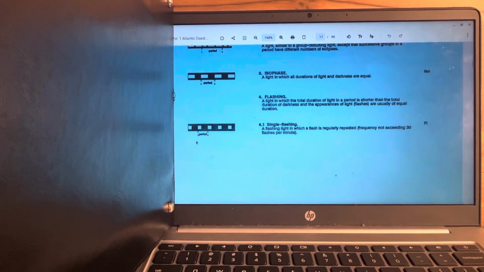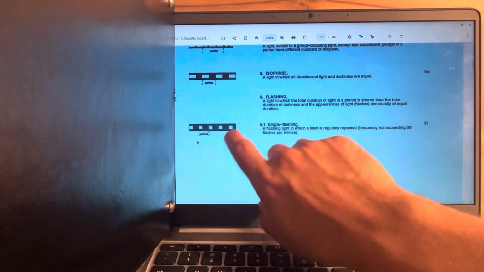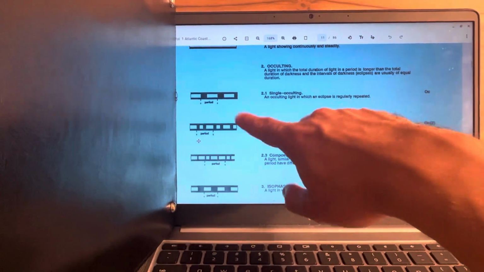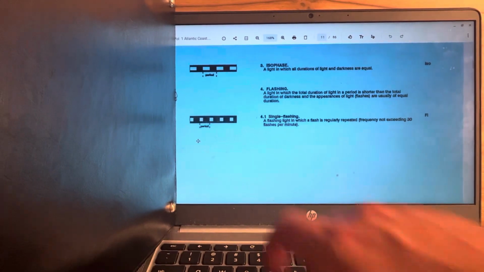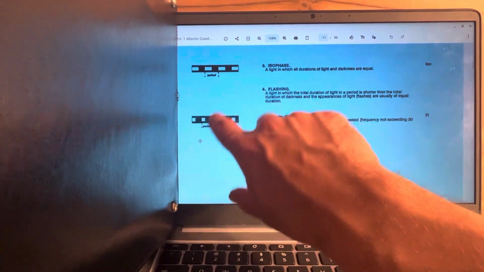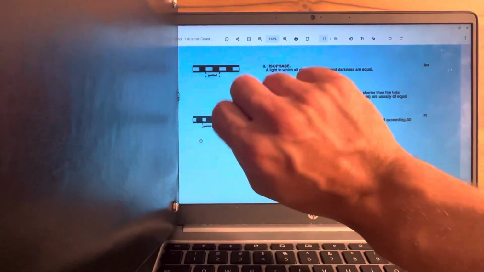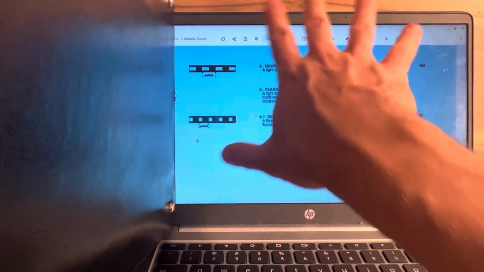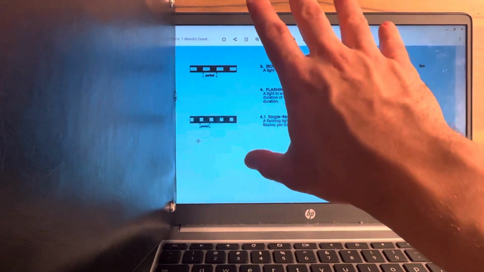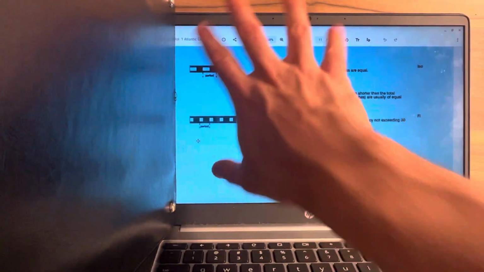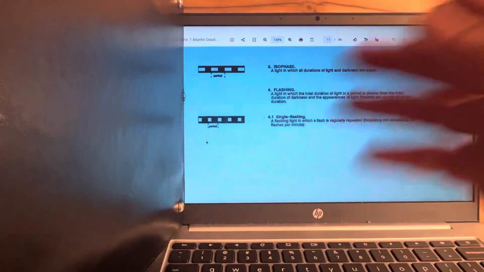Now we get into flashing lights, and these are actually the more common type than occulting. Occulting is not rare, but not as common to be seen. A flashing light is off more often than it is on. So the majority of the time you'll see nothing, and then it'll flash on, pause, flash, pause, flash. So like on, or on, off, like that.